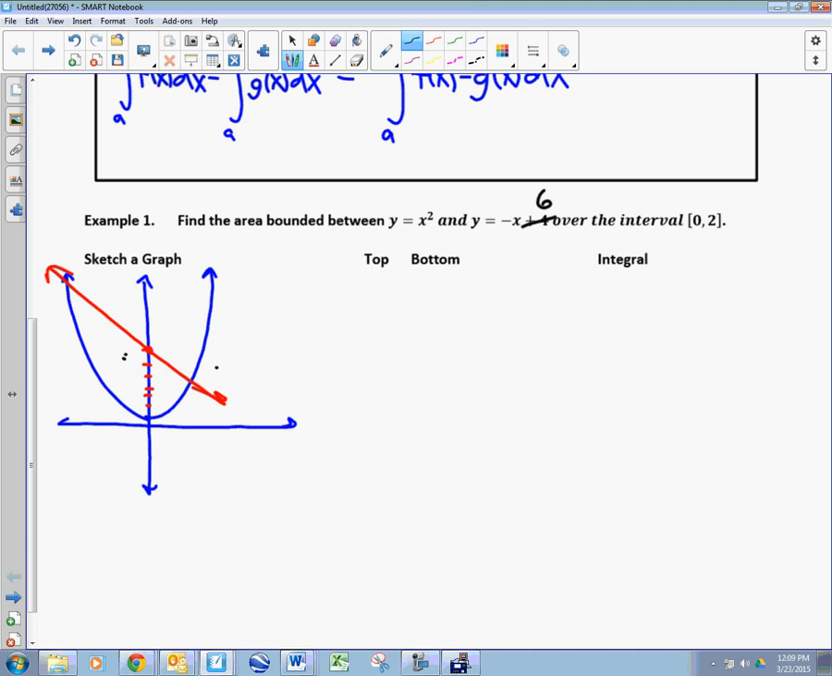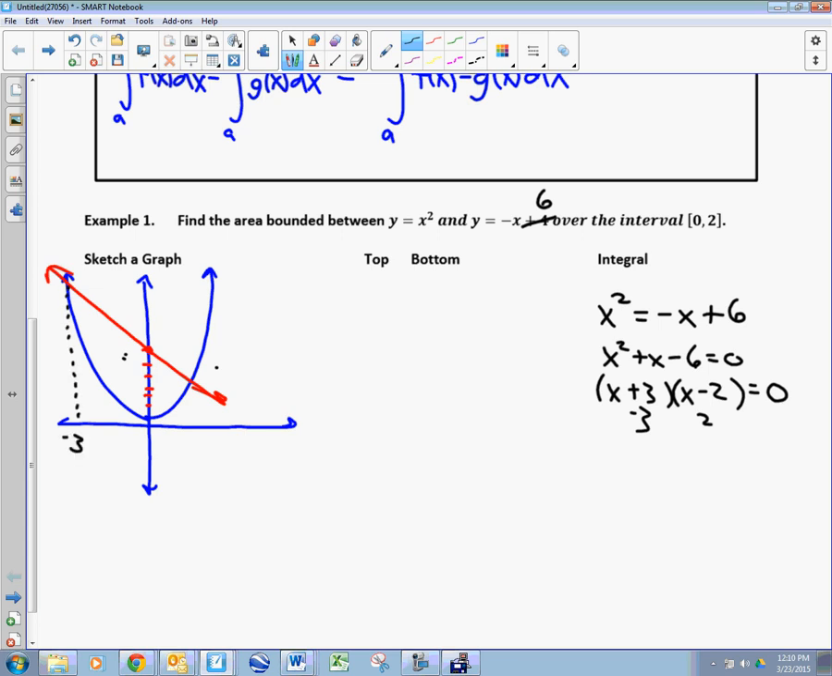It says over the region from 0 to 2. I know 0 is here, but is 2 right there? Where is it? So we should find where they intersect, by taking the two functions and setting them equal to each other. Where is x squared equal to negative x plus 6? x squared plus x minus 6 is equal to 0. That factors to what? I have a positive 2 and negative 3. So this intersection point right here occurs at -3, and this intersection point right here occurs at +2.